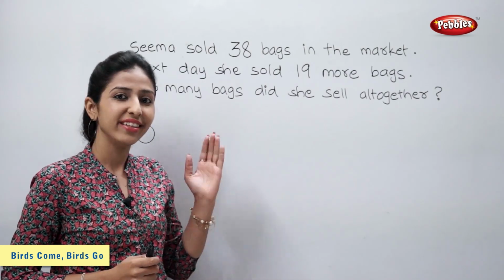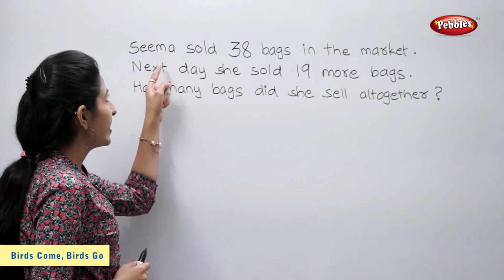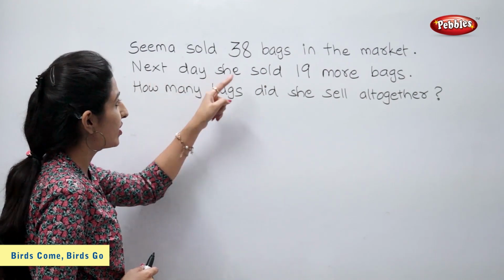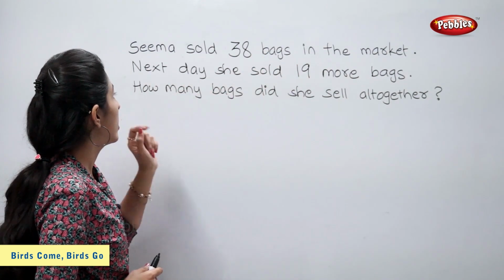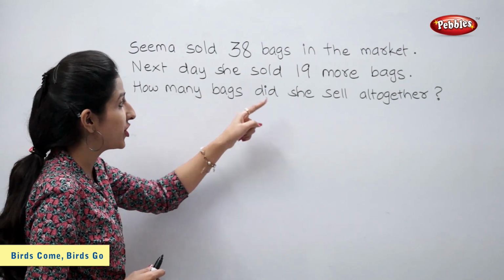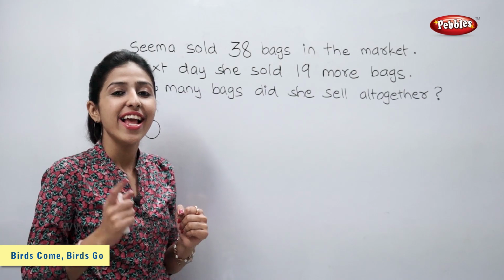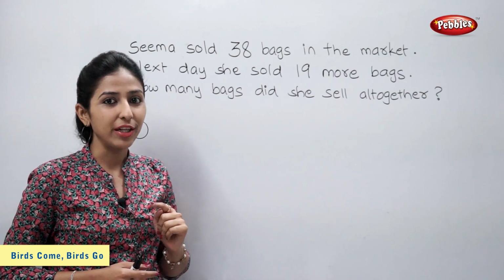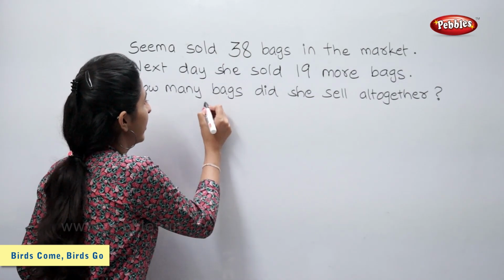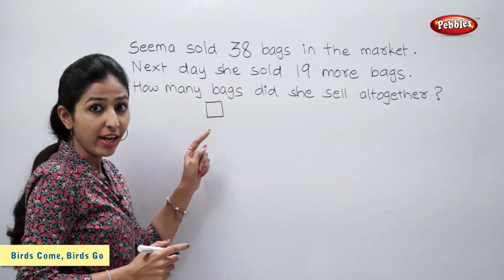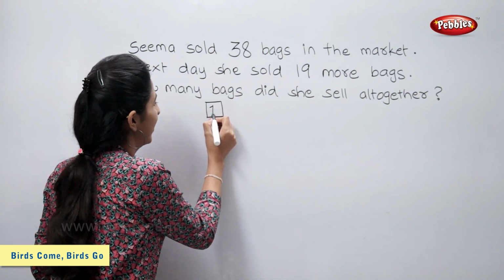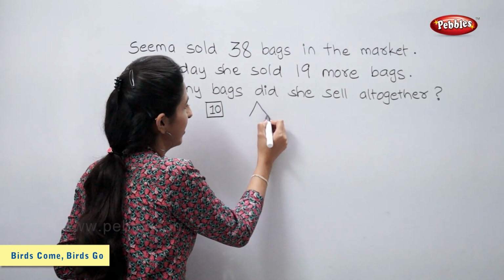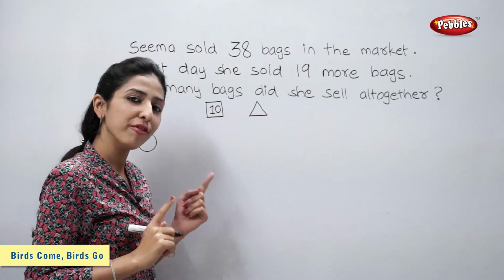Students, now let's solve this example. Seema sold 38 bags in the market. Next day, she sold 19 more bags. So, how many bags did she sell altogether? Let's solve this example using tens and ones method. We will use square for tens and a triangle for ones.